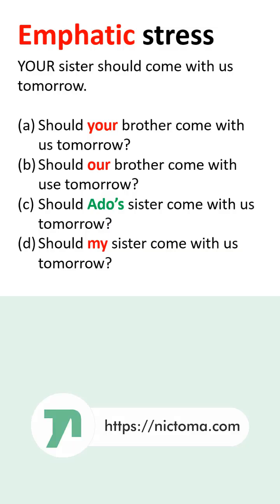Another example, your sister should come with us tomorrow. You can't answer this question with the principle because three options don't include "your". Option A, should your brother come with us tomorrow, is wrong because the response doesn't clarify it. It changes sister to brother, which is not the highlighted word. The highlighted word or phrase should be one that changes in the statement to clarify.